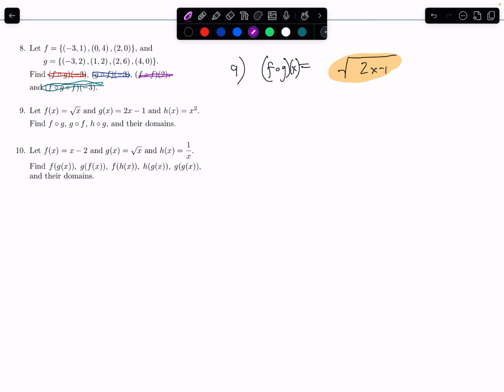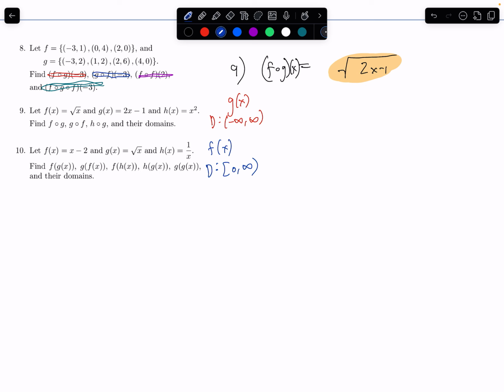Okay, what's the domain? Well, first of all, what's the domain for, remember, g of x? So let's look at g of x. Sorry, different color. Let's do a different color. So g of x, domain. G of x was 2x minus 1. That means domain is going to be anything, right? It could be anything. What about f of x? F of x is square root of x, that means you have to be 0 or greater, right?